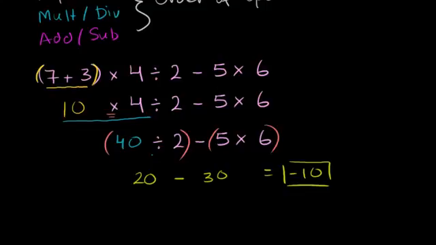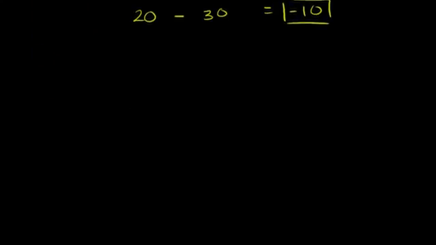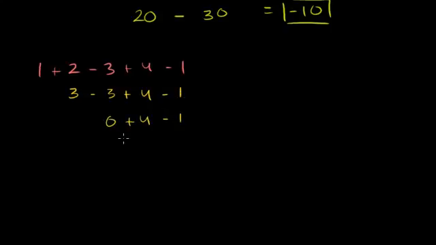So I want to make something very clear. If you have things at the same level, so if you have 1 plus 2 minus 3 plus 4 minus 1, addition and subtraction are all at the same level in order of operations. You should go left to right. So you should interpret this as 1 plus 2 is 3, so this is the same thing as 3 minus 3 plus 4 minus 1. Then you do 3 minus 3 is 0 plus 4 minus 1, or this is the same thing as 4 minus 1, which is 3. You just go left to right.